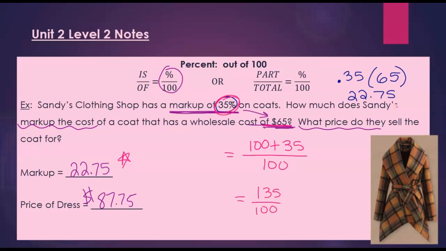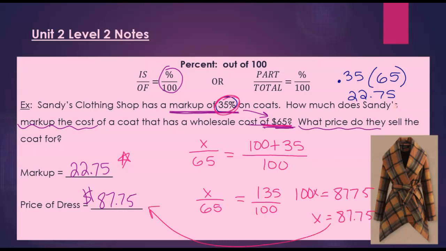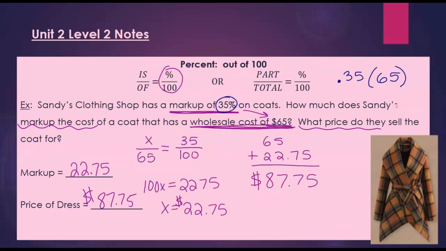So you're actually paying 135% of her original cost. So how much out of $65 is 135%? If you cross multiply this, you get 8,775 equals 100 times x. Divided out, we get $87.75. That is the total cost that you're paying, that 35% on top of it.